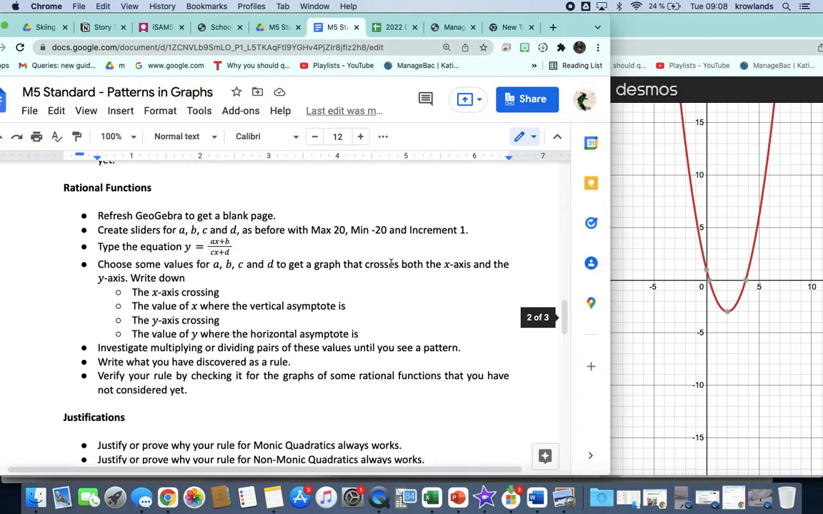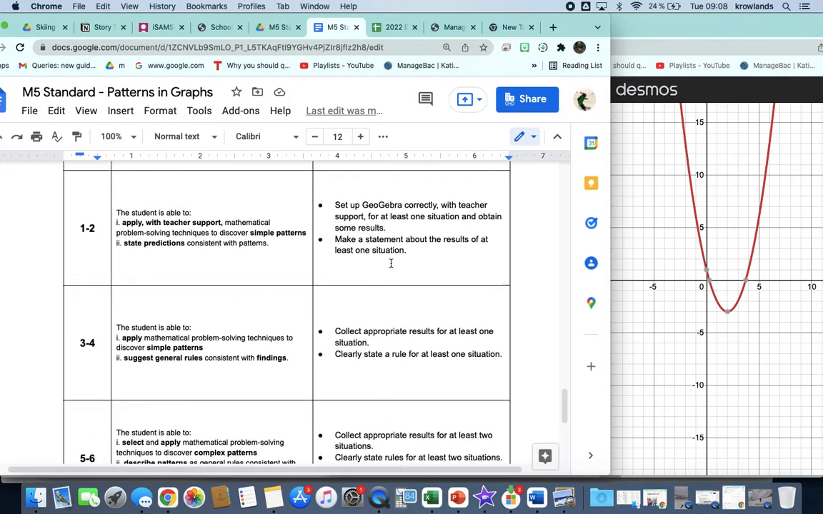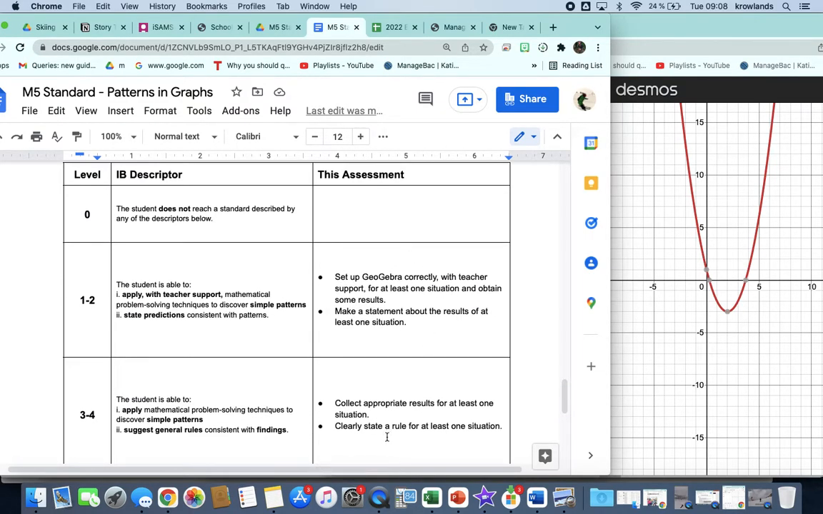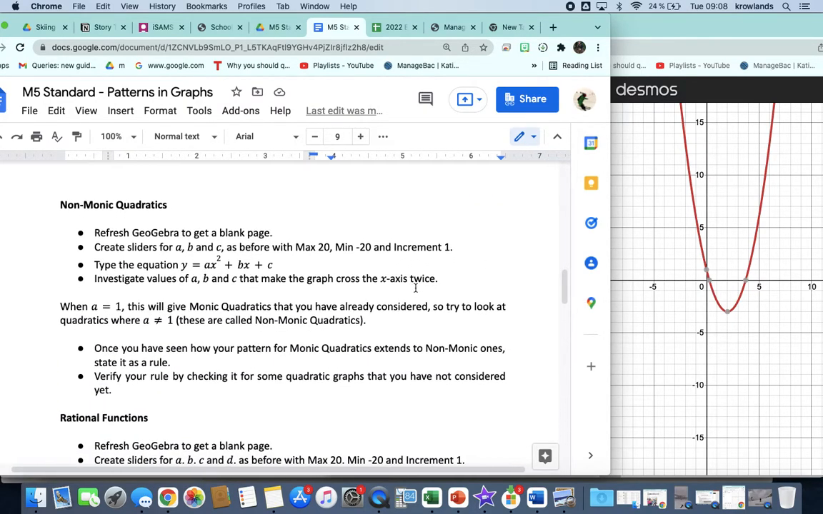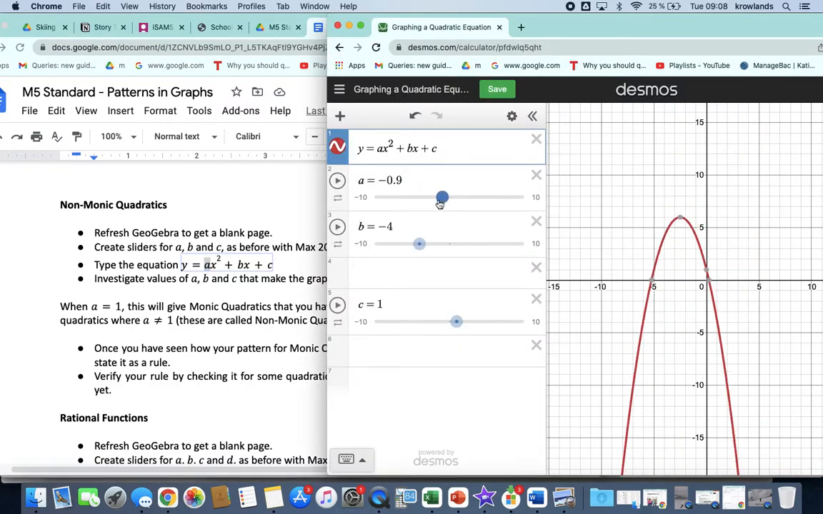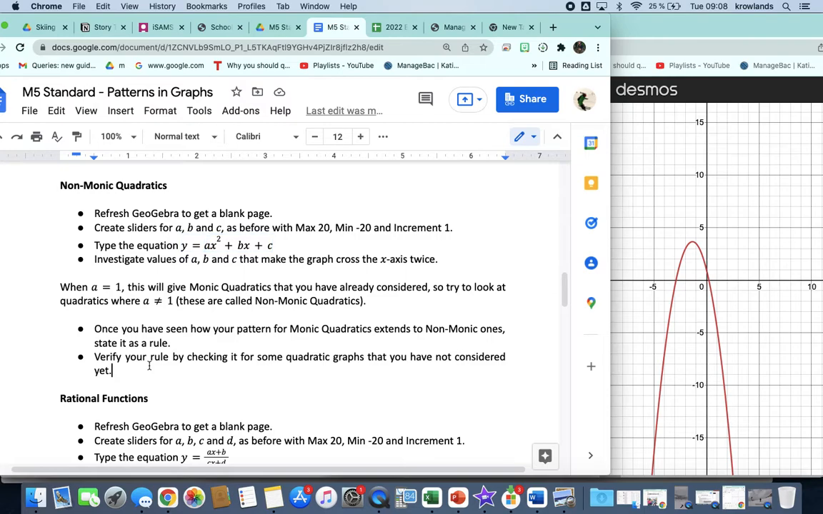Then if you scroll to the bottom, it says that to get a level 3 or 4, you're going to clearly state one rule. Now, for non-monic quadratics, this is when we have a non-value of 1 in front of x squared, so it's not going to be 1. So we need to make sure a this time is not 1, so we're going to change this about. We're going to repeat the whole process again and check our rules.